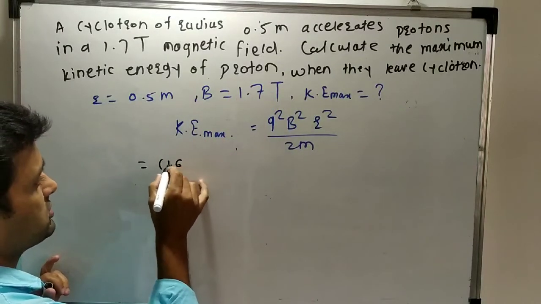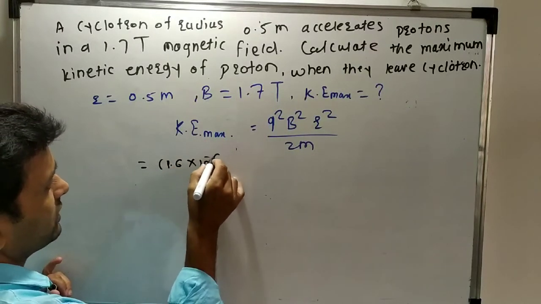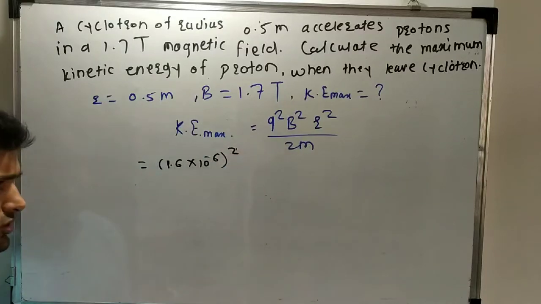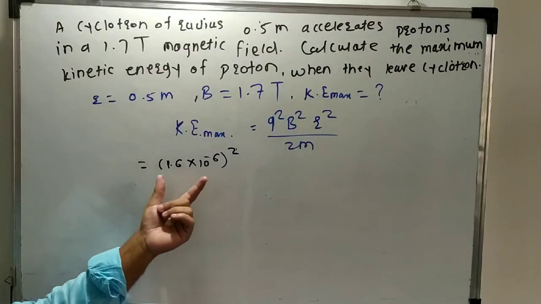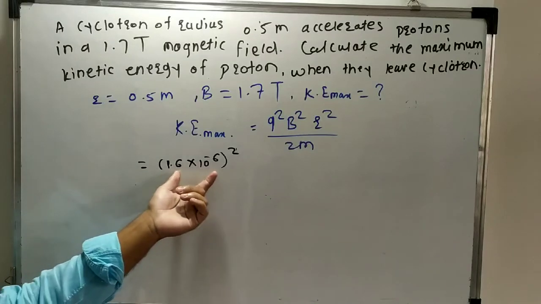It is 1.6 into 10 raised to minus 6 squared. So the charge on the proton and the electron is the same, only the difference is in their sign. Electron is negatively charged while proton is positively charged. Otherwise the magnitude of the charge is the same.